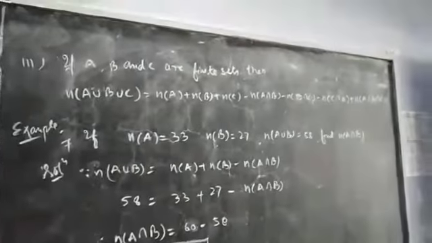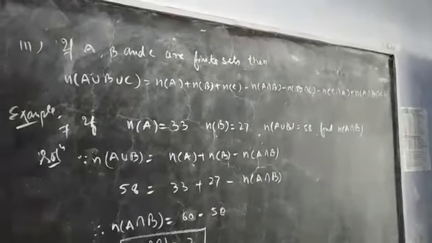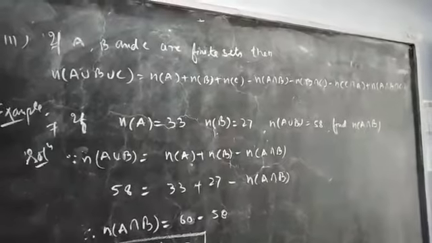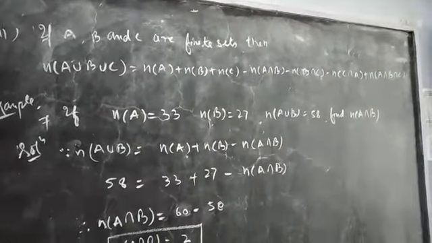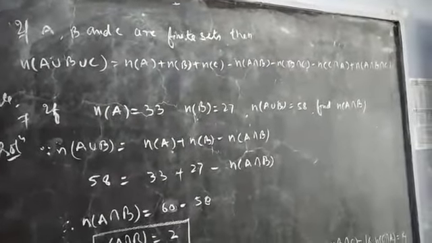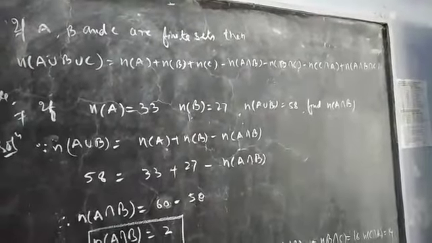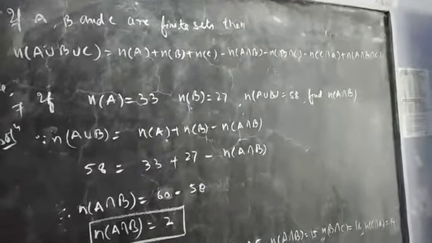Third, if A, B and C are finite sets, then n(A ∪ B ∪ C) = n(A) + n(B) + n(C) − n(A ∩ B) − n(B ∩ C) − n(C ∩ A) + n(A ∩ B ∩ C).